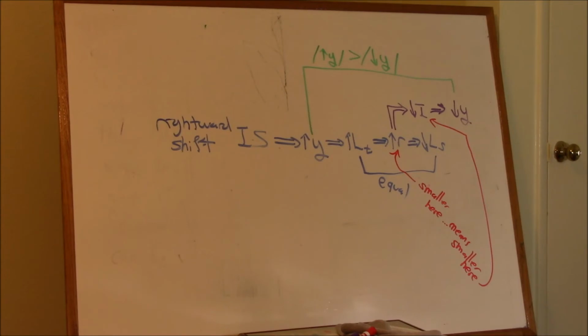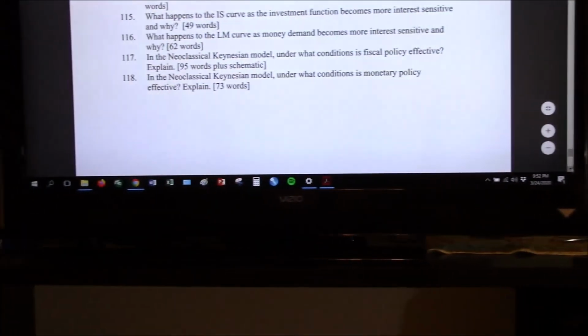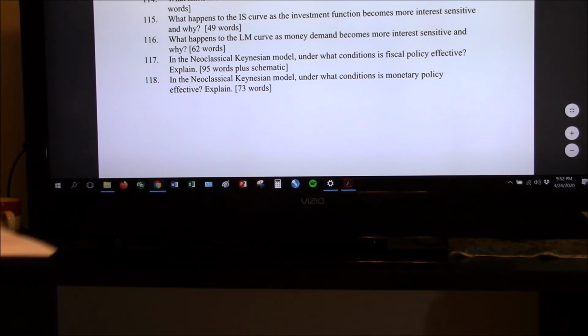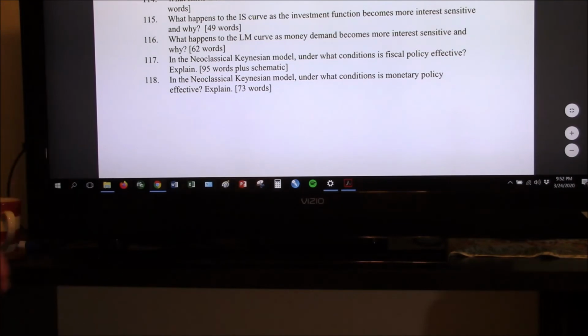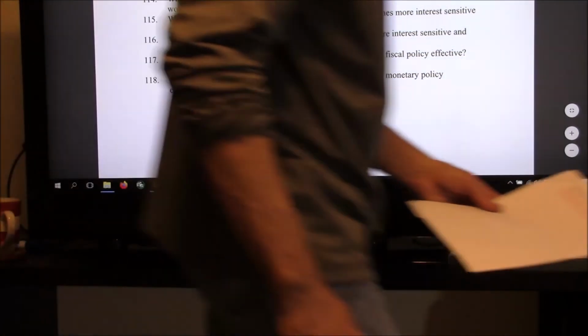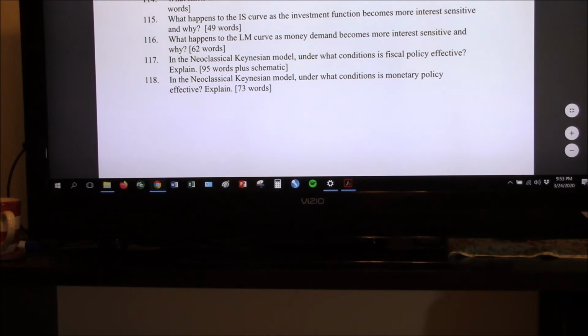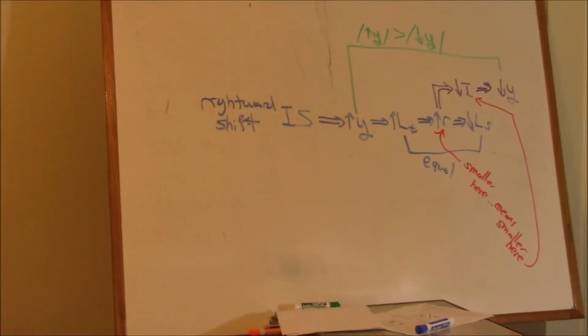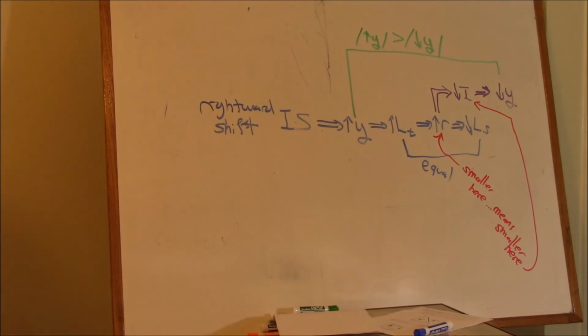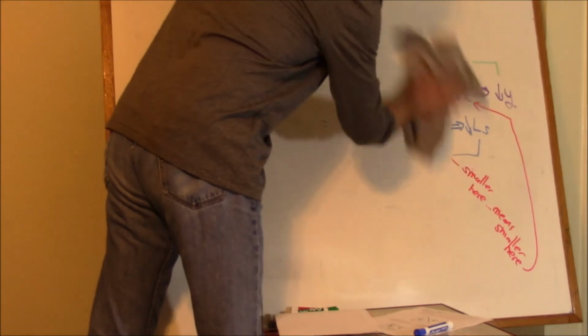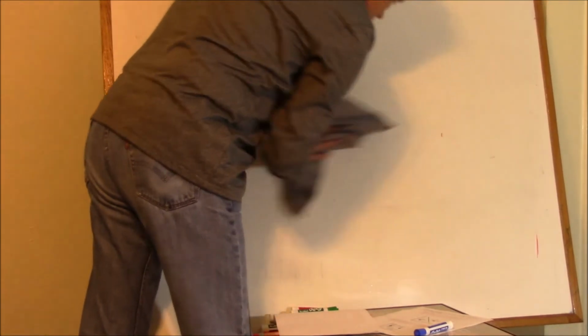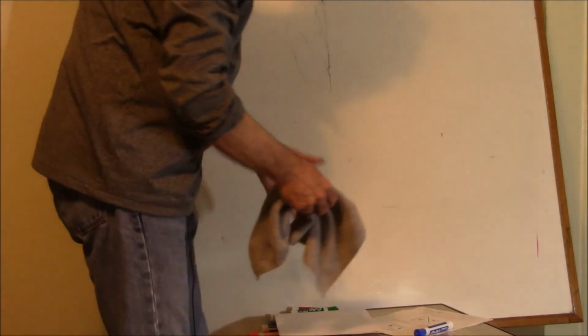Well, guess what the next one is? We've already done it, and it's the simpler of the two scenarios, so that's good. The last one's going to be an easy one. In the Neoclassical Keynesian model, under what conditions is monetary policy effective? As I told you when I drew the graph, the goal of monetary policy is to lower interest rates. So you'd want people to be very interest sensitive. If they're not sensitive, it's not going to have much impact.